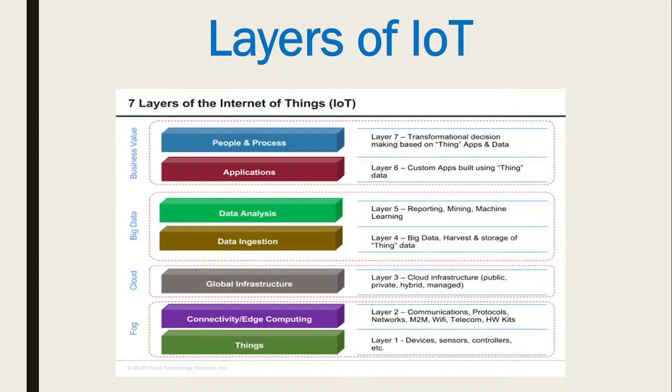So whatever we make in technology, it is always for humans. So the end user is always a human being. Same as that, Internet of Things also, same thing. The topmost layer is people and process. Then the second one, the sixth layer, is applications. The outside applications, the custom built applications using thing data. Then data analysis.